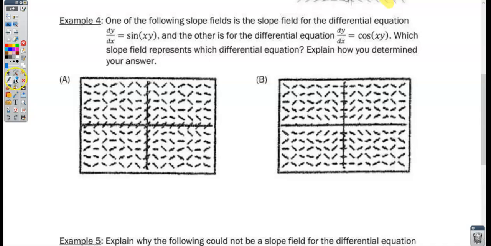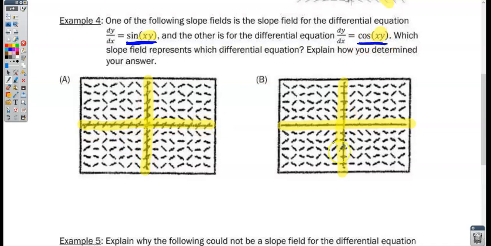All right, I'm back. The key in this one, to me, is the behavior along the axes. Whenever x is 0 or y is 0, that makes what's inside of the sine function or cosine function equal to 0. Sine of 0 is 0, but cosine of 0 is 1. And so this one should have slope lines with a slope of 0 along the axes, and this one should have slope lines with a slope of 1 along the axes.